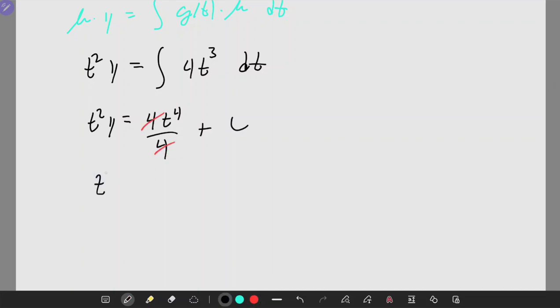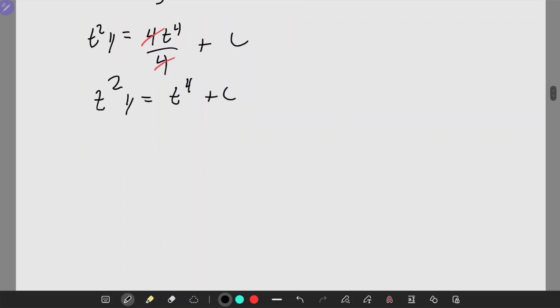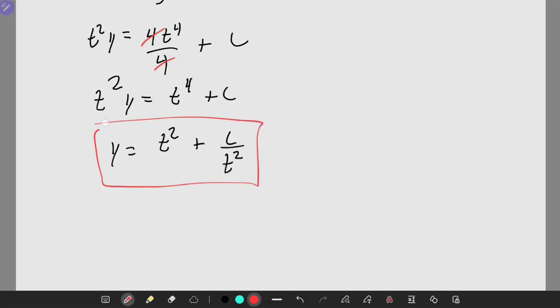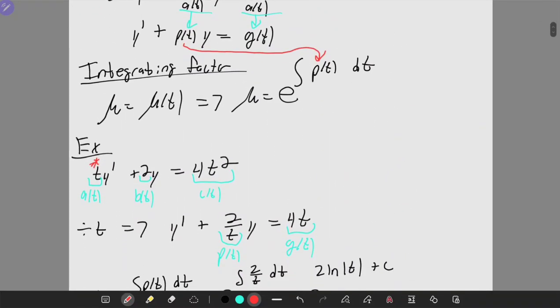We're left with t squared y is equal to t to the 4th plus c. We divide both sides by t squared. y is equal to t squared plus c over t squared. This is the solution to the differential equation that we were given.